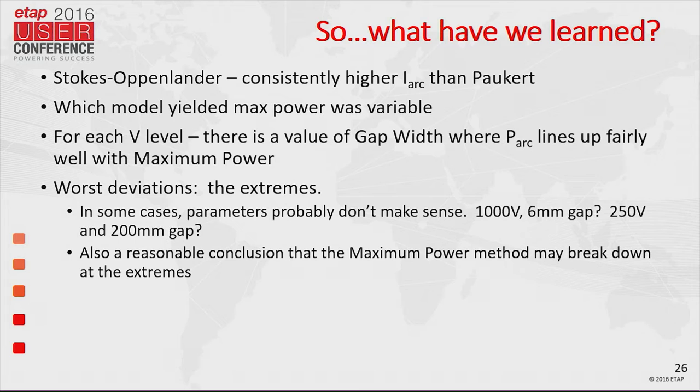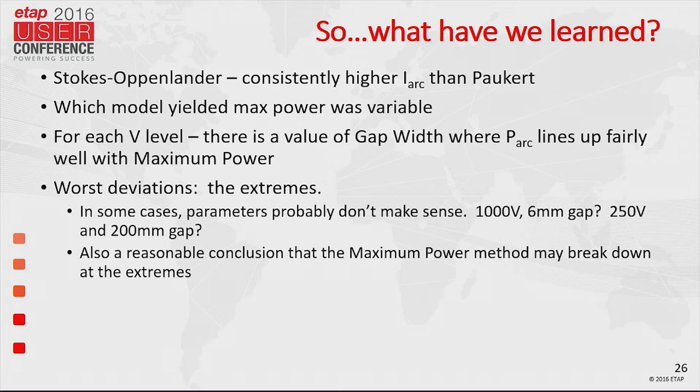Sometimes you will hear people say they've done the calculation with the NFPA 70E maximum power method, and they say, oh, this gives me a number that's just way too high. This is a terrible method. Not necessarily. There are a lot of cases when actually the three models are pretty close. The worst deviations were at the extremes. In some cases, the parameters probably didn't make a whole lot of sense.